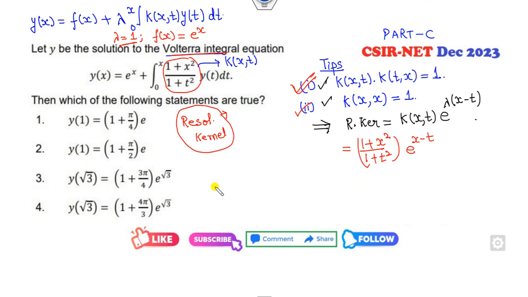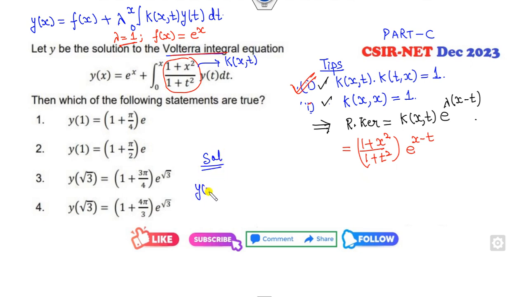Fine. For example, if the examiner gives you this function, does it satisfy both the properties? First property, yes, it is satisfied. Second property, yes, again satisfied. So in that case, your resolvent kernel will again be of this nature. Whatever the function is, if it satisfies the two properties, your resolvent kernel will be here. Fine. Now finally, what will be your solution?